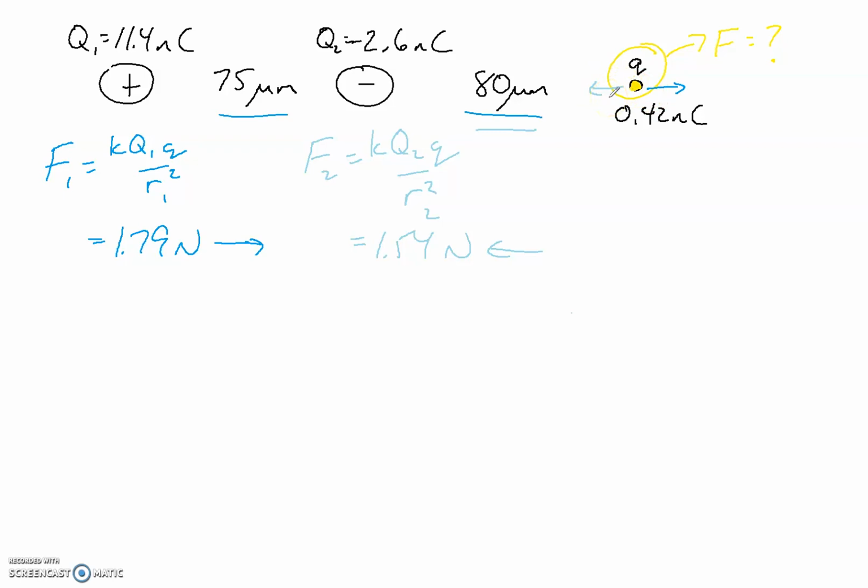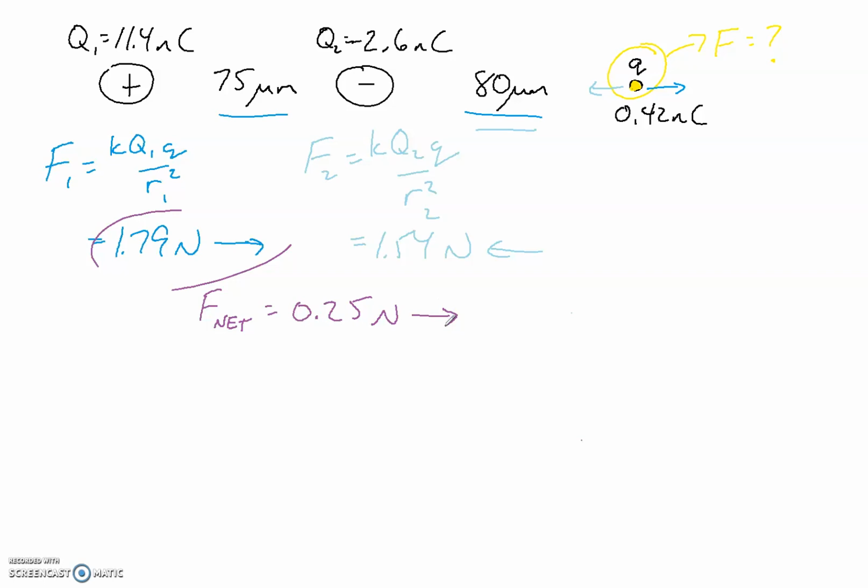Now I can take those two forces and subtract them to get the total force. The total force, or net force, would just be the difference between the two. So we take the 1.79 and take away the 1.54 that's over there, and we've got 0.25 newtons. This one's bigger, so it'd be going towards the right, and that would be the net force on the little tiny q on the right.